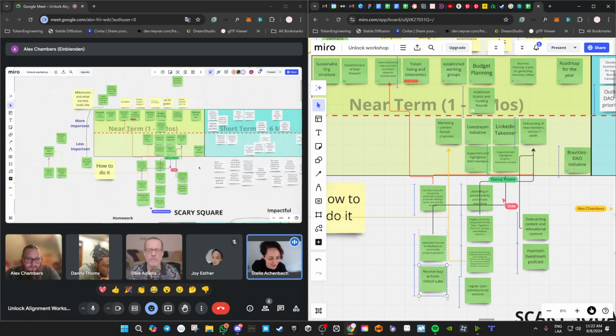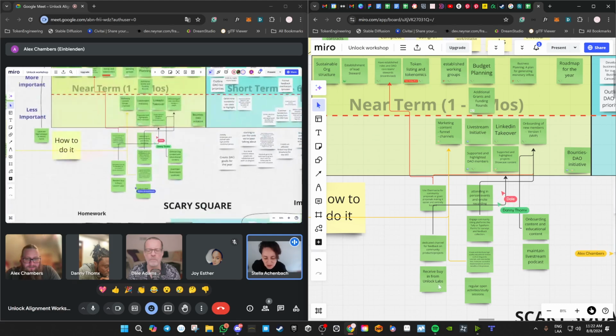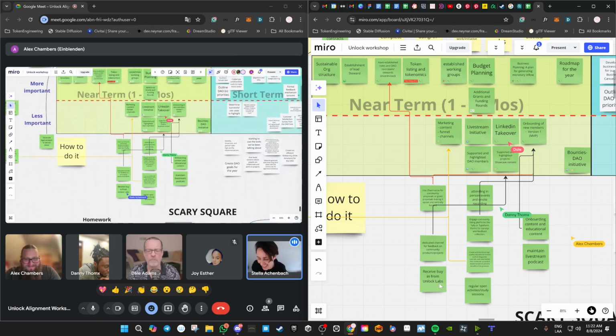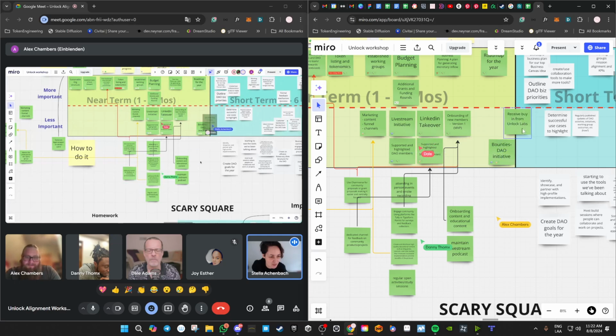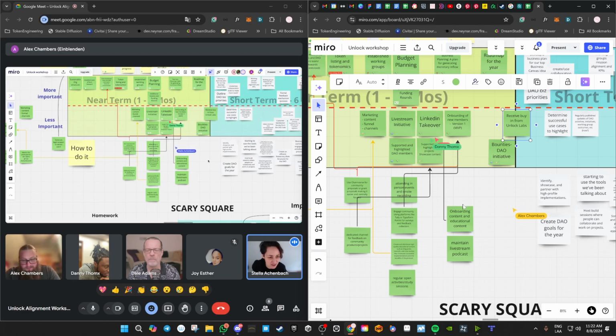Receive buy-in from Unlock Labs. Whoever put this there, I don't remember who of you, but it's the best one. We should get one somewhere here, between near term and short term. This is where we should get it.